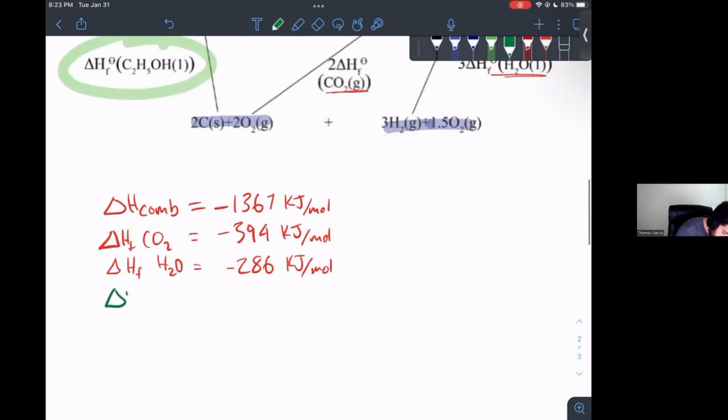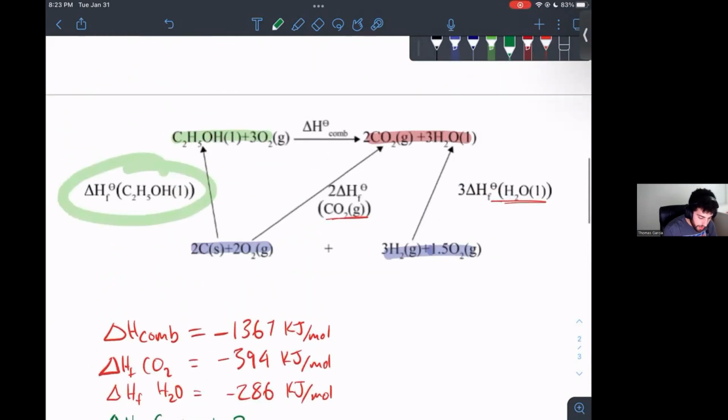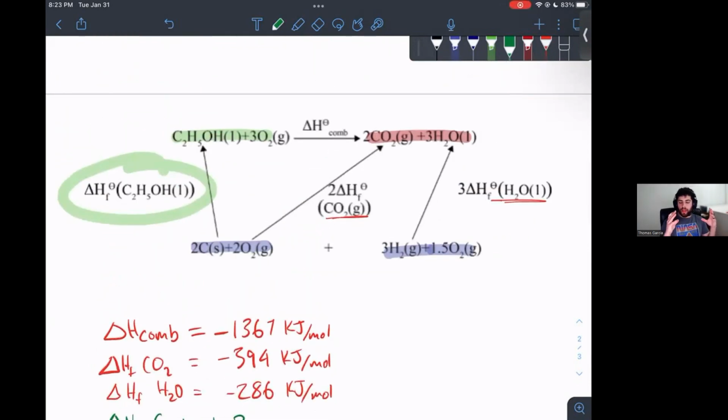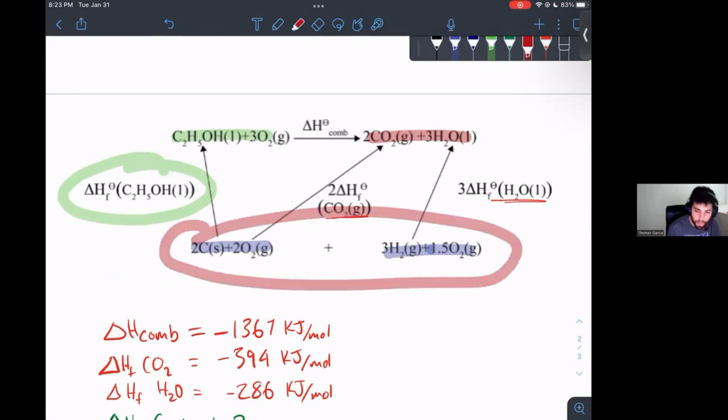So what is delta HF of C2H5OH? And so we're going to actually use Hess's law and break this down into pretty simple components. So what I want to do is find out, where do all these arrows kind of originate from? And I see that they actually start originating from down here. This is the origin. And from here, we have two paths.